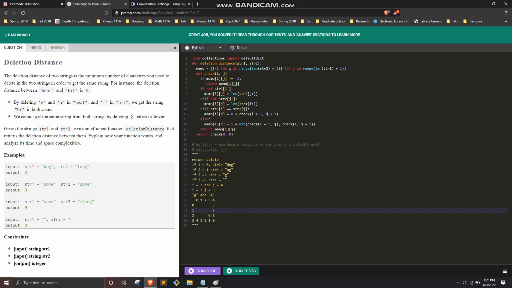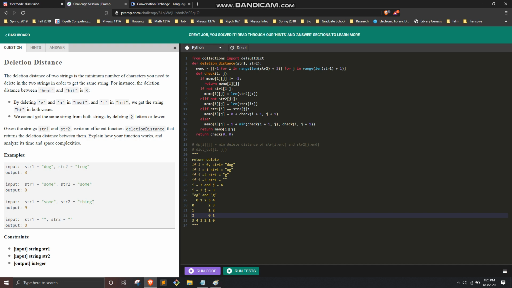What if we're here? If we're here, we're looking at o, g, and g. They're not equal, so instead it'll do 1 plus the min of the surroundings, so it's going to be 1. We'll do it like that, and then this one will do the same thing. It'll be 1 plus the min of the surroundings, which would be 2.